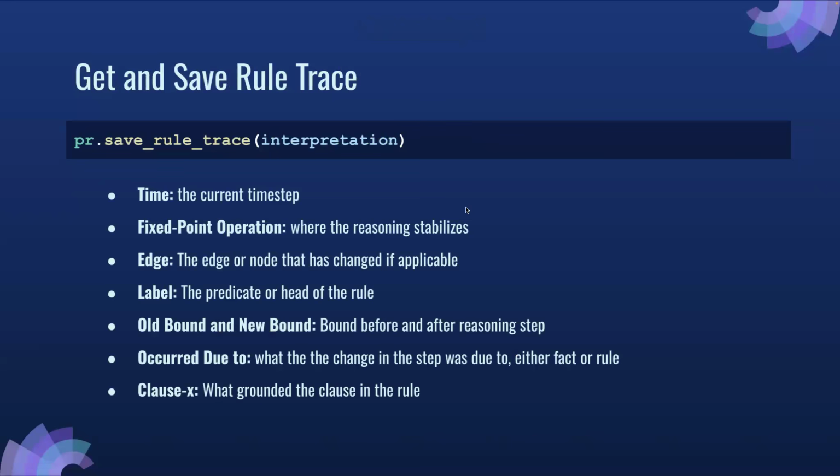So the columns in the CSV file are first the time, then the fixed point operations, which is where the reasoning stabilizes, the edge or node that has changed, the label, so this is the head of the rule, and then the old bound versus the new bound, and then why this change occurred, and finally what grounded the clause in the rule.